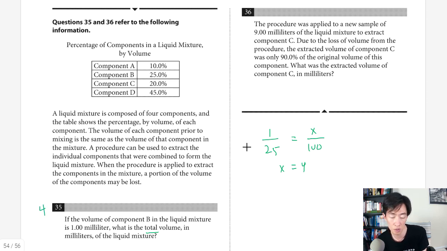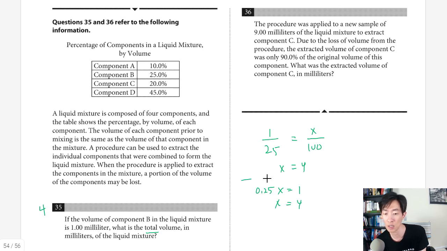If you wanted to do this another way, you could have said that 25% or 0.25 of the total is equal to 1. And then basically you just, on your calculator or in your head, divide 1 divided by 0.25, and you're going to get that x is equal to 4.